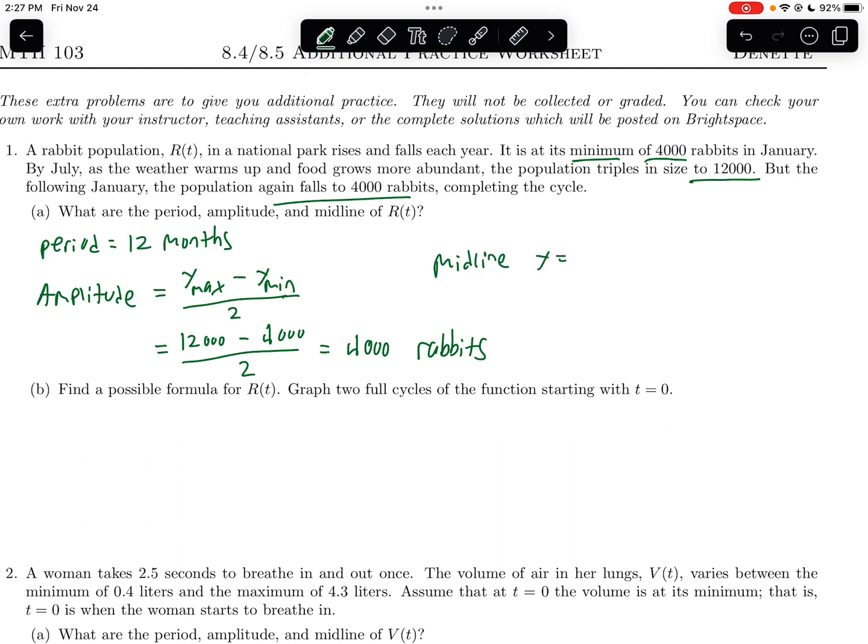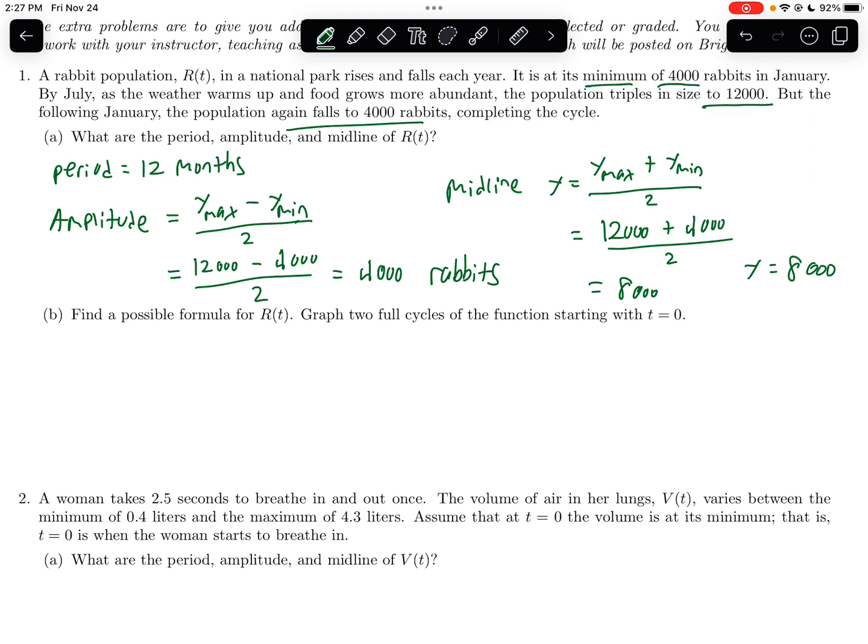And the midline, remember, you have to have y equals for this. It's the average, the midpoint. So this is 12,000 plus 4,000 over 2, so 16,000 over 2, so this is 8,000. So the midline here is y equals 8,000. Now we have all this information, so we can figure out what the formula is.